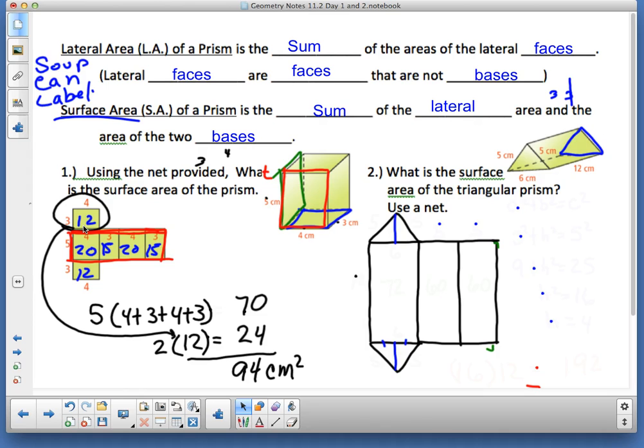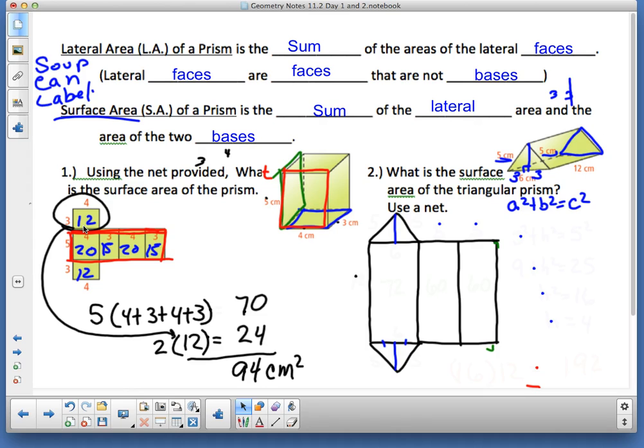Well, it's not an equilateral triangle, so I must find the height. To be able to do that, since it's an isosceles triangle, I'm going to split it in half. Half of 6 is 3. And I'm going to find the height. Well, gosh, that kind of looks like a right triangle, and I could use the Pythagorean theorem with it. That's what we're going to do.